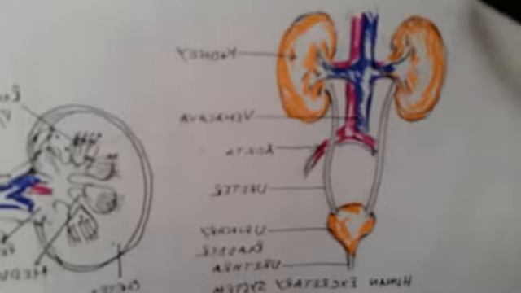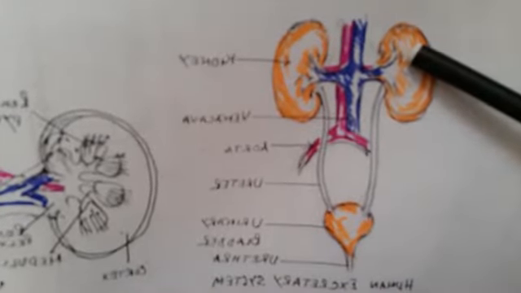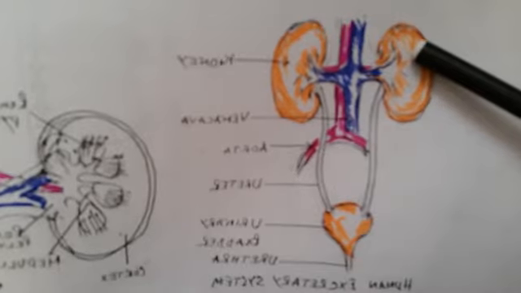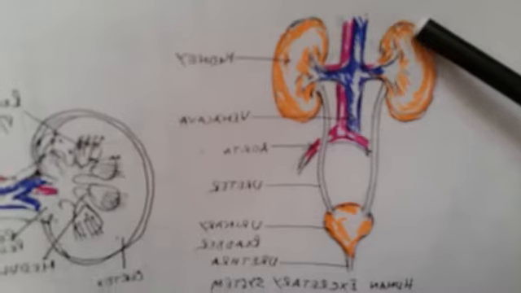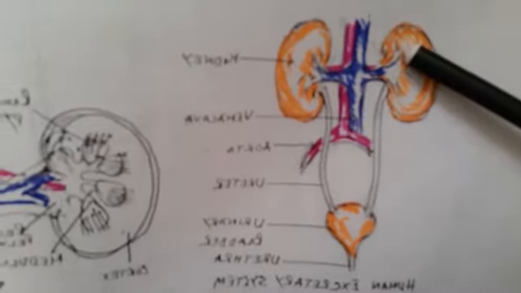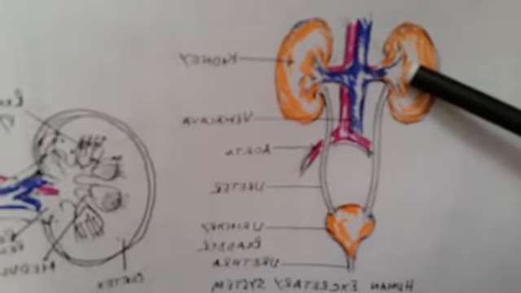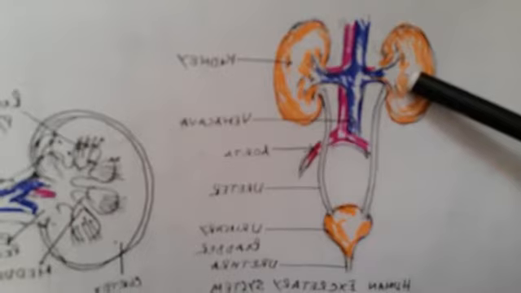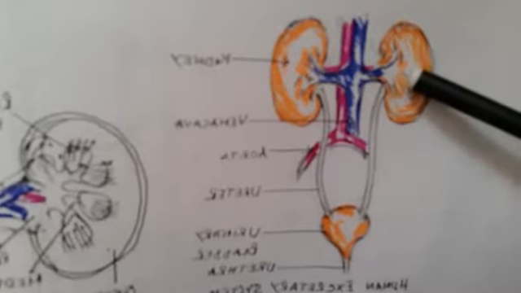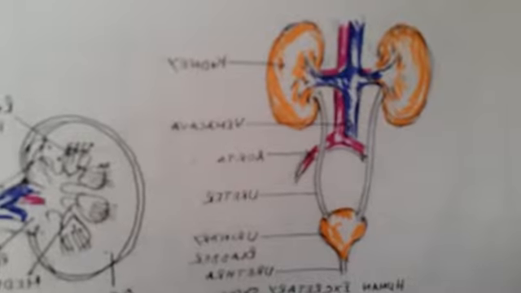Now, the right kidney is slightly lower than the left, probably due to the presence of the liver, which occupies a larger space. And they are bean shaped. The approximate size of each kidney is 11 centimeters by 6 centimeters by 3 centimeters, and they are embedded in heavy adipose tissue or a mass of fat.